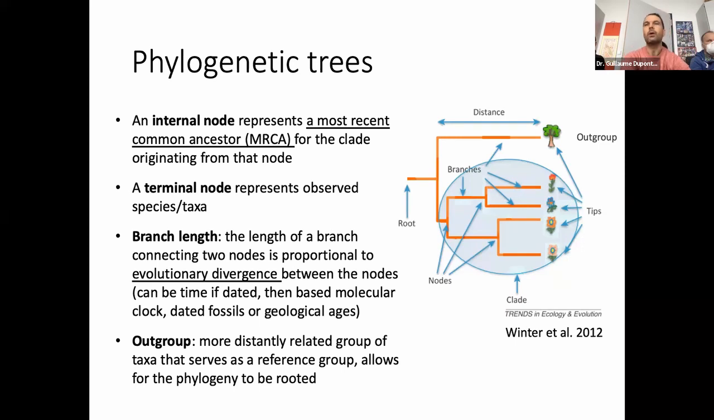Is there anything else? Oh yeah, and the length of these branches, so the length of the horizontal lines, such as this one or this one here. I hope you see my mouse. This length is proportional to the evolutionary divergence of these organisms. So often it reflects time. But in order to have it on an absolute time scale, we need to use either a molecular clock, we need to calibrate the tree by fossil data or by other geological ages. I come to this in a second.